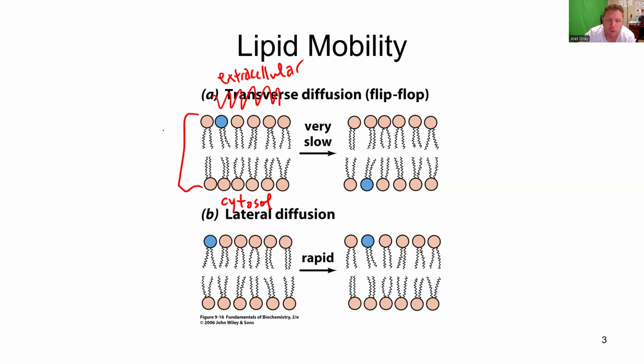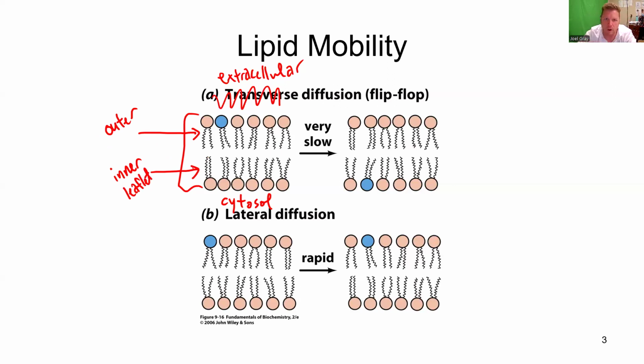I want you to be familiar with and comfortable with this terminology. There are two sides to a bilayer. They are our outer and our inner leaflets, L-E-A-F-L-E-T. So the outer leaflet and the inner leaflet are the two sides of our bilayer.